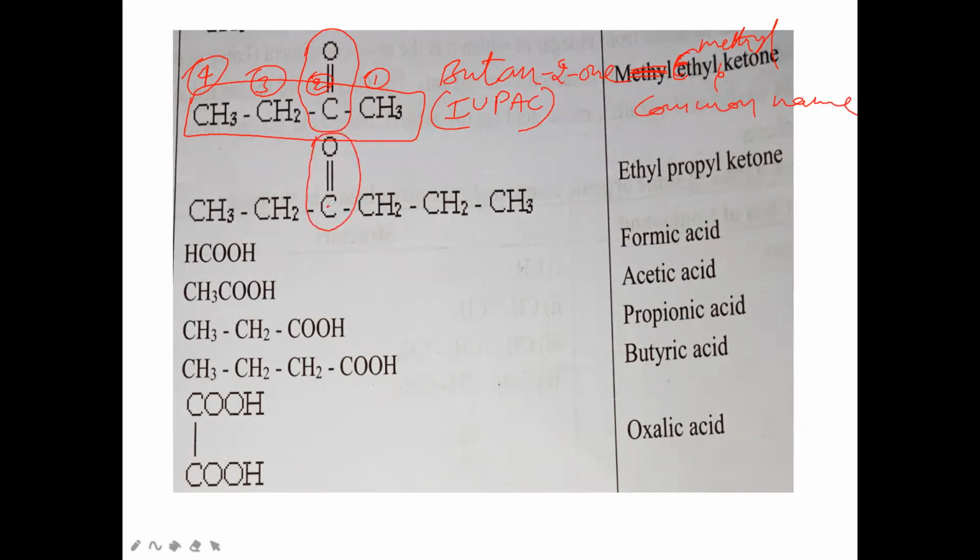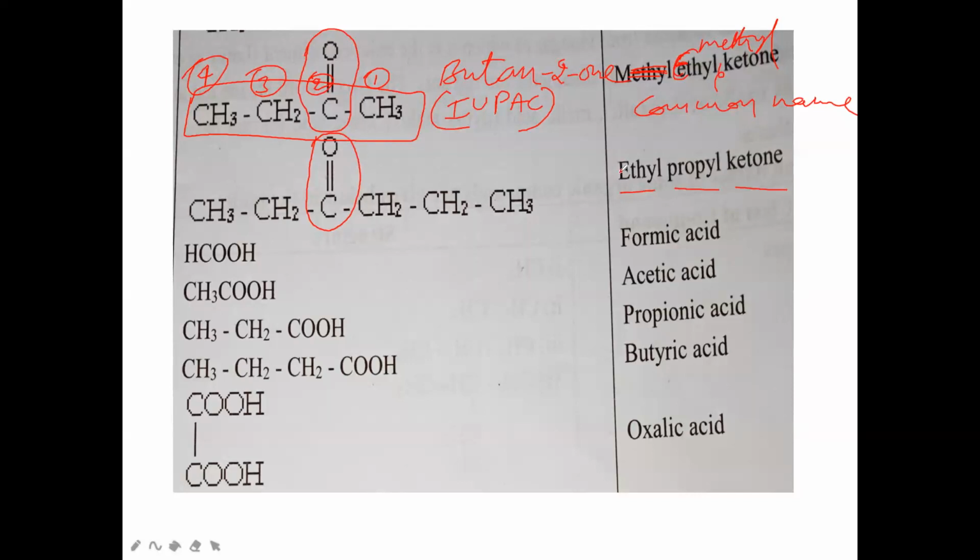C double bond O in the second molecule. In this case, on the left hand side what is there? An ethyl group is present. On the right hand side what is there? Propyl is there. So one side ethyl is there, one side propyl is there. So what is the name now? Ethyl propyl ketone.